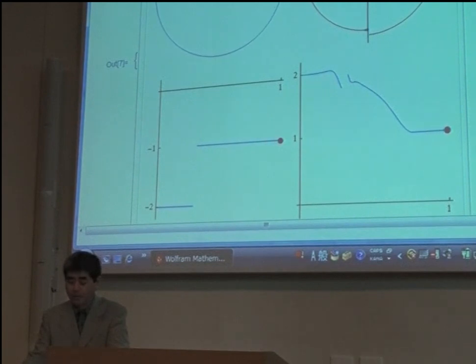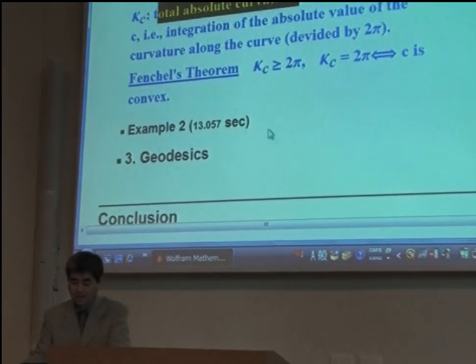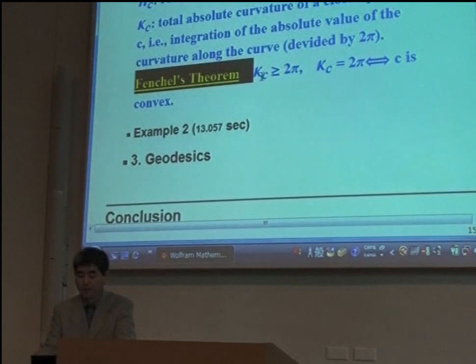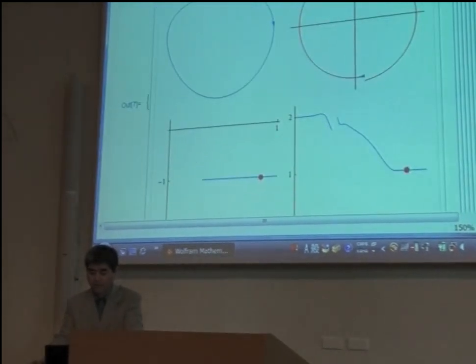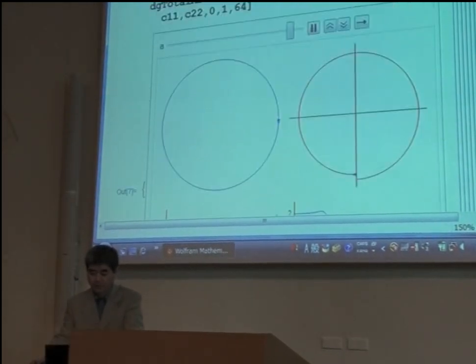There is a well-known theorem by Fenchel that the total absolute curvature is greater than or equal to 2 times pi, and it is equal to 2 times pi if and only if the curve is convex. We can verify the statement through this animation.